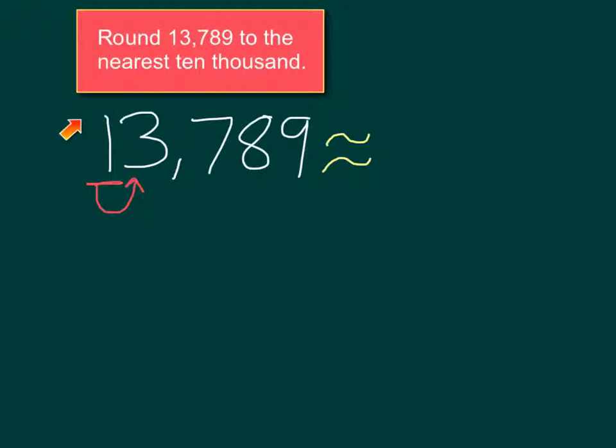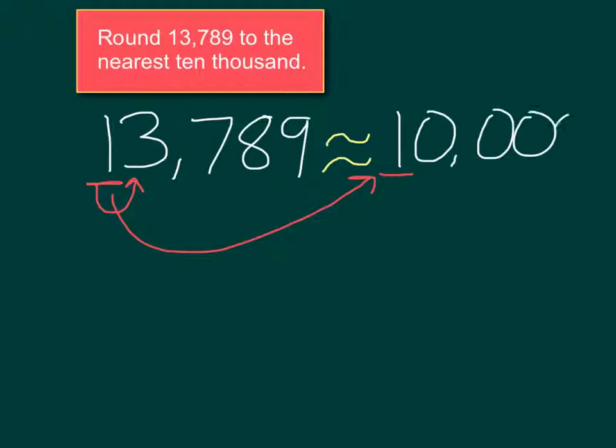The 1 stays the same because the next digit is 4 or less. So we write a 1 because this digit stays the same. That's the 10,000s place, and the rest of the digits have to turn to 0. So we count 1, 2, 3, 4 digits turn to 0. And I'm going to double check my answer. This digit's in the 10,000s place. This digit's in the 10,000s place. Both numbers have 5 digits.